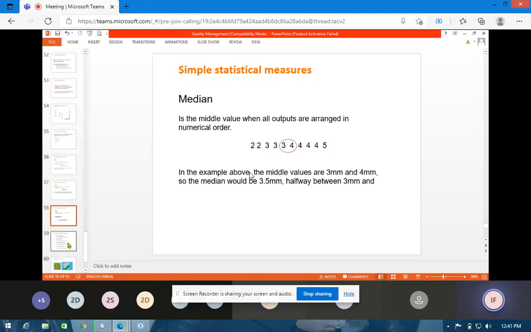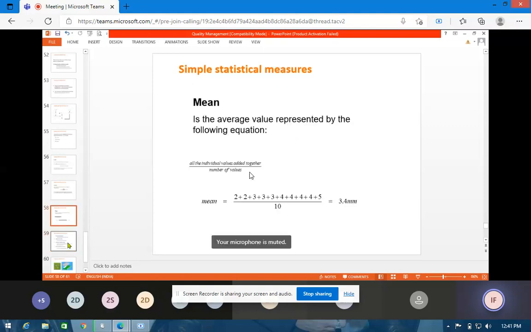And now let us discuss what is the mean. The mean is nothing but the average value represented by the following equation: sum of values divided by number of values. So in this case, the values were total 10. So the number of values, 10, is the denominator. The total addition of the values comes to 34. 34 divided by 10 is 3.4.